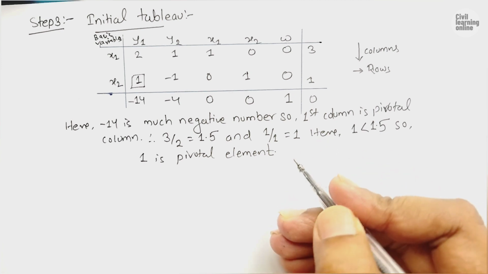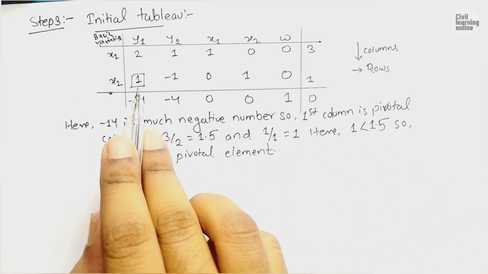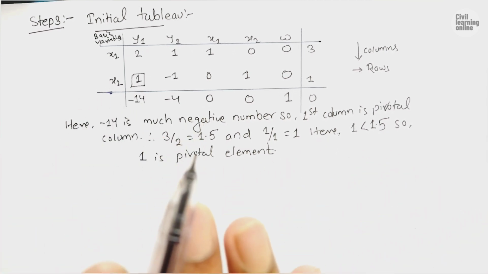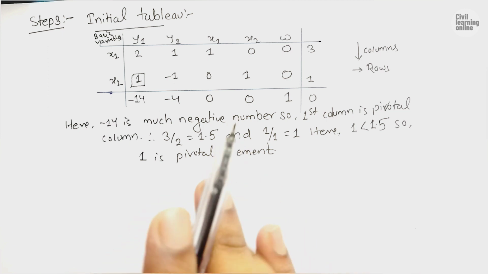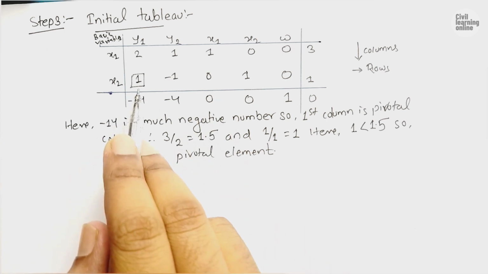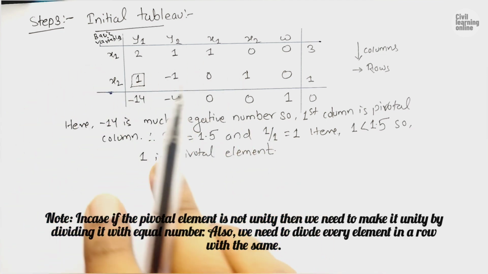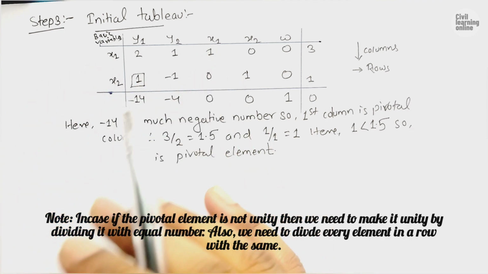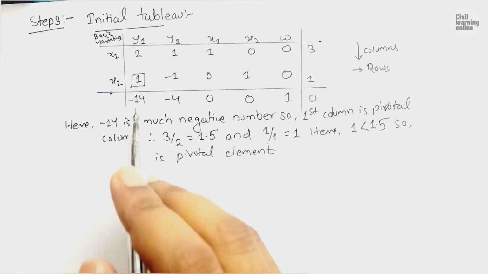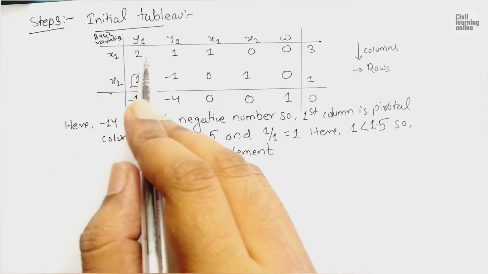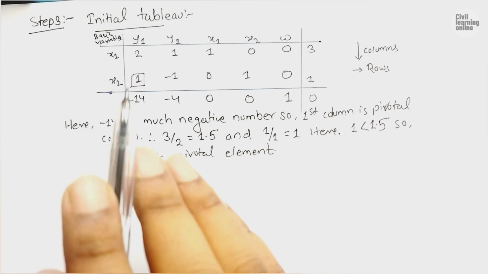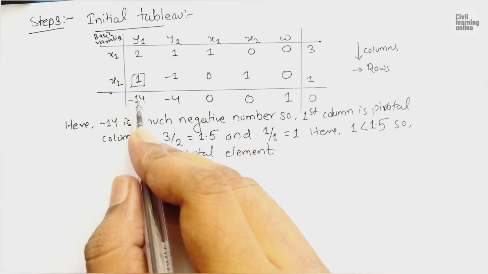So once we have got the pivotal element, our next step is to make the pivotal element unity. As you can see here, the pivotal element is already unity. So our next step is to convert the elements other than the pivotal element to 0. So we have to make an operation on R1 and R3 to convert the elements 2 and minus 14 to 0.